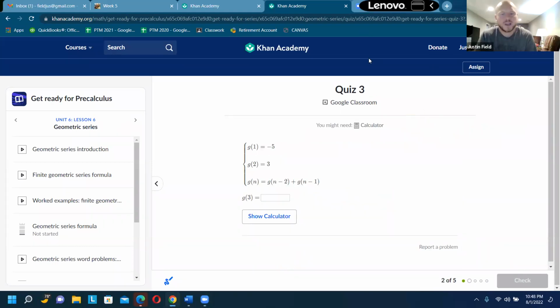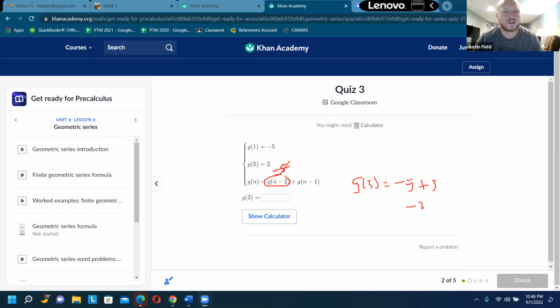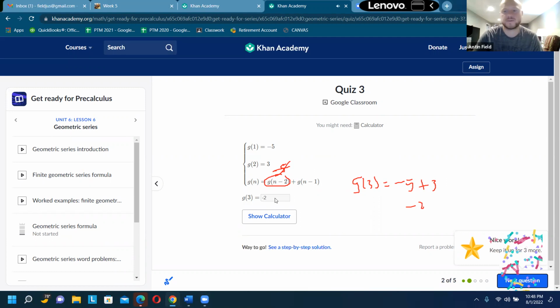Okay, that's good. G of 1 is negative 5, G of 2 is 3, and G of n is G of n minus 2 plus G of n minus 1. So what does this mean? This means not the term before it, but the term two terms before it. So for G of 3, it would be negative 5, two terms before it, plus one term before it is 3, and that's negative 2. That was a fun one. Nice and simple.